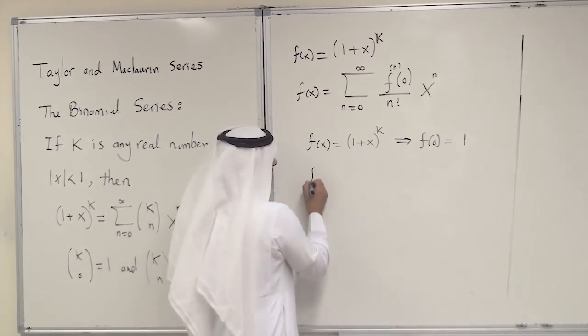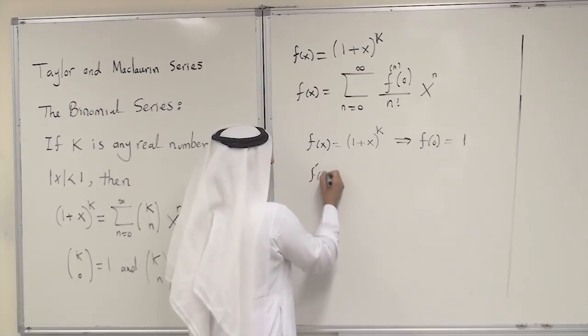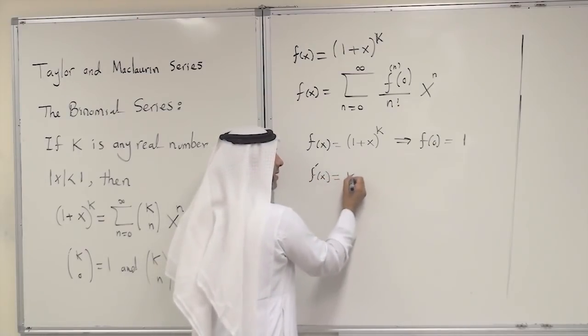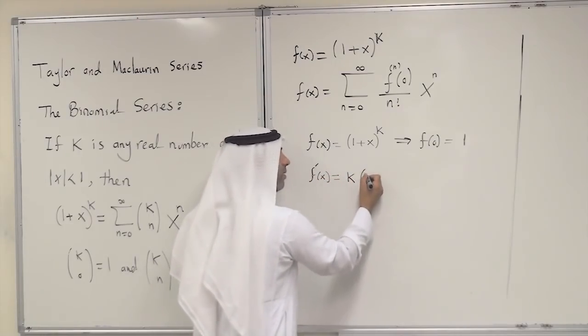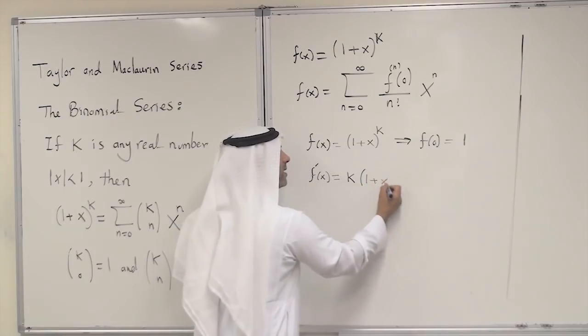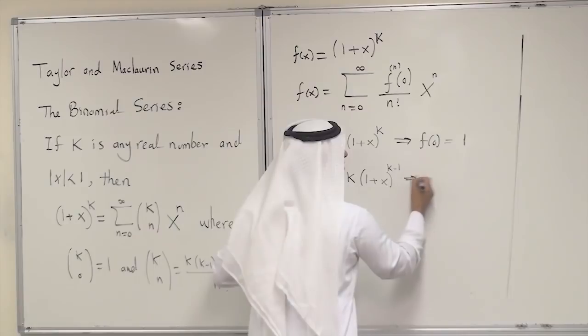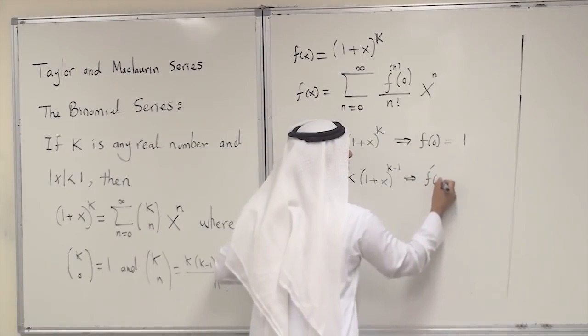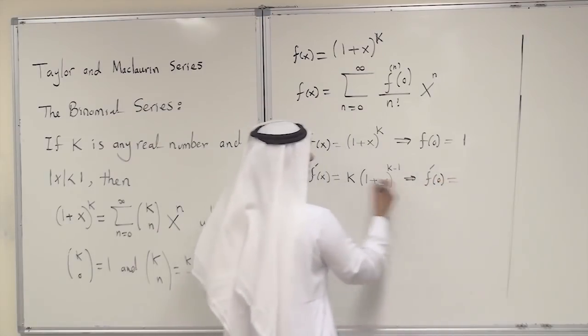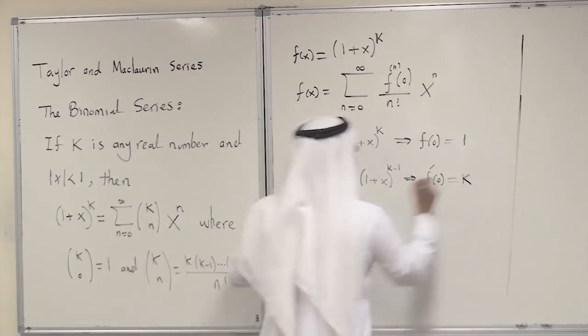Okay, what about the derivative of the function, f prime of x? The derivative of the function will give k times (1 plus x) to the power k minus 1. And again, substituting 0 in the derivative here, this is 1, so this is equal to k. Fine.